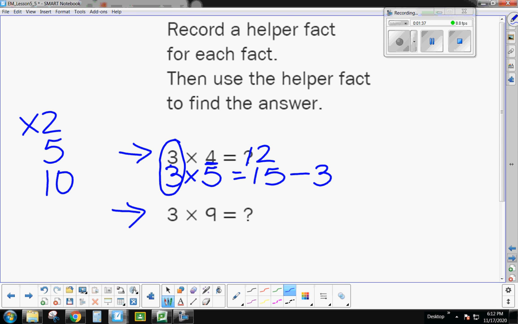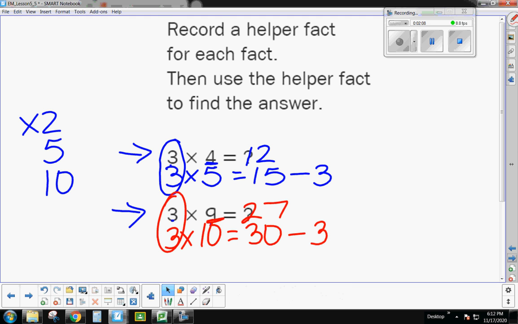What would you use for 3 times 9? Which of these factors, 2, 5, or 10, would be close to either 3 or 9? Go ahead and pause the video and do this one on your own. I would have changed the 9 to a 10 and done 3 times 10 equals 30. Now 3 times 9 is going to be smaller, so I'm going to subtract a group. What am I going to subtract a group of? I'm going to subtract a group of 3. So 30 minus 3, my answer would be 27.